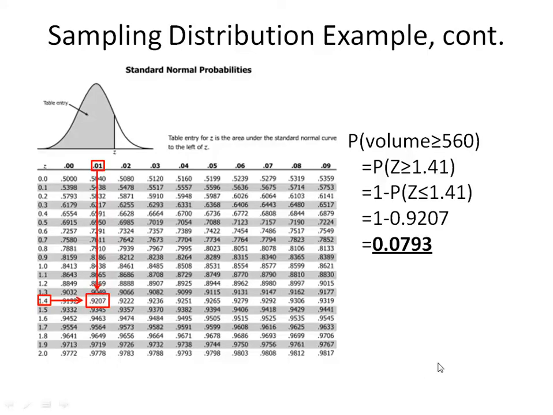So hopefully this gives you an appreciation for the difference between a sample distribution, which is just the distribution of occurrences that you see, versus a sampling distribution, which is the distribution of a specific calculated value, such as a mean.